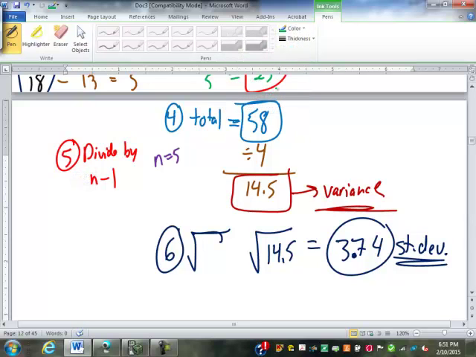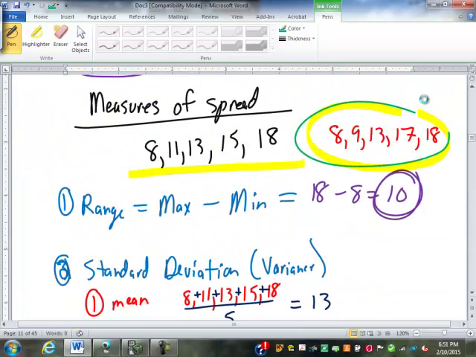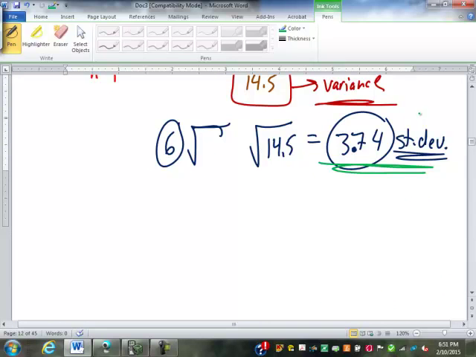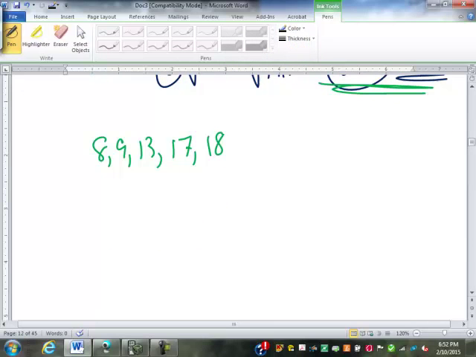We suppress him now. So anyway, that's the standard deviation, 3.74. Let's take a look at that other set of numbers and see if we get a different standard deviation now. 8, 9, 13, 17, 18. You guys tell me what to do. What's step one? Find the mean. I'll race you to it. It's 13. I'll let you double check it.